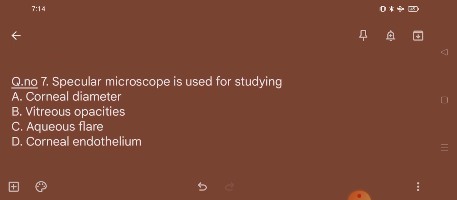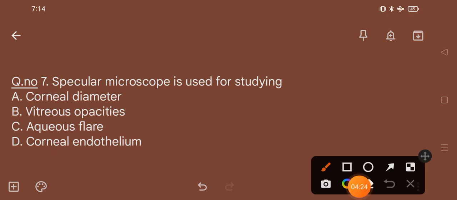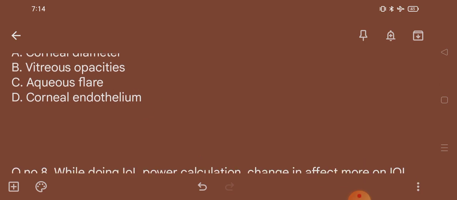Question number 7: specular microscope is used for studying option A, corneal diameter; option B, vitreous opacities; option C, aqueous flare; option D, corneal endothelium. The specular microscope is used to study the corneal endothelium.